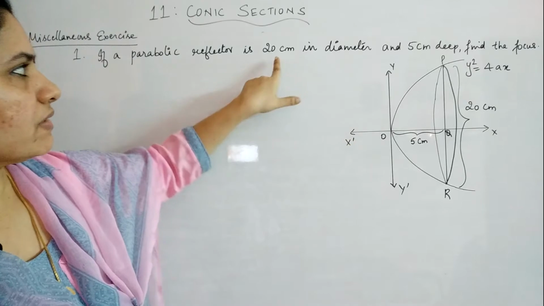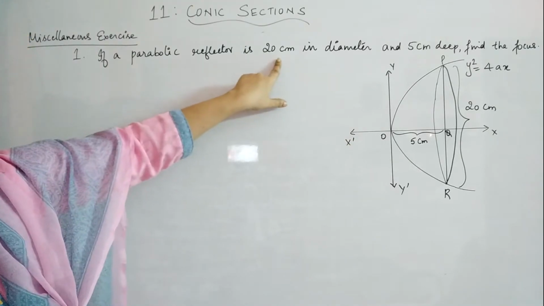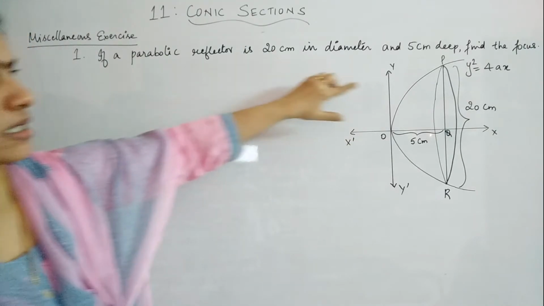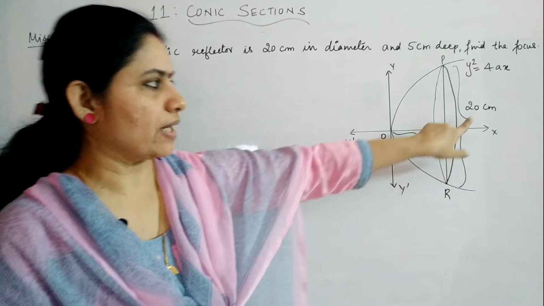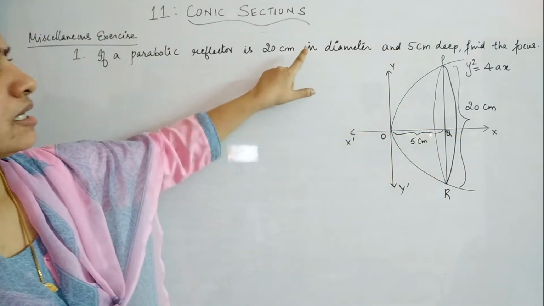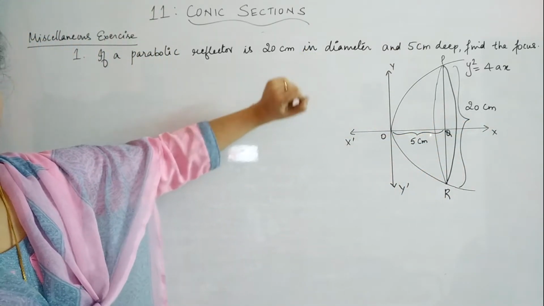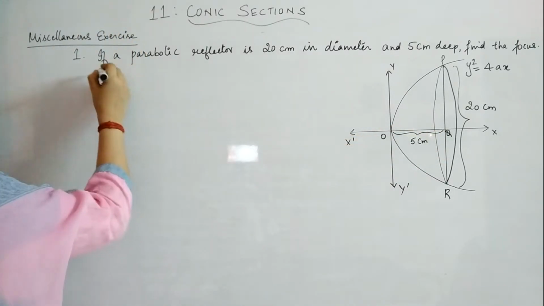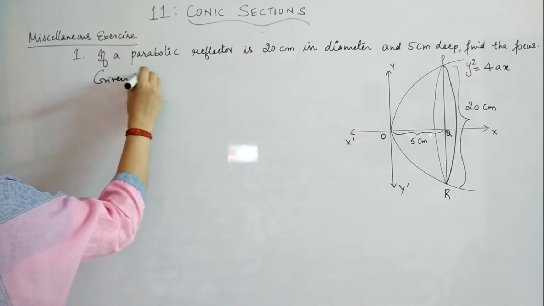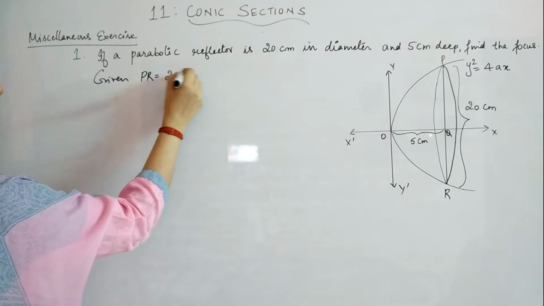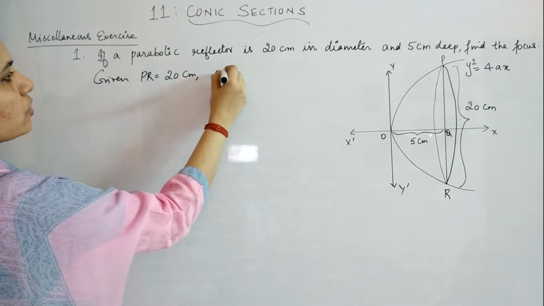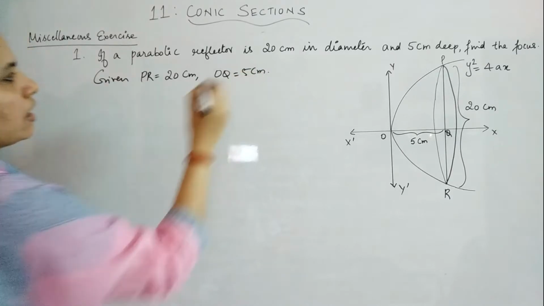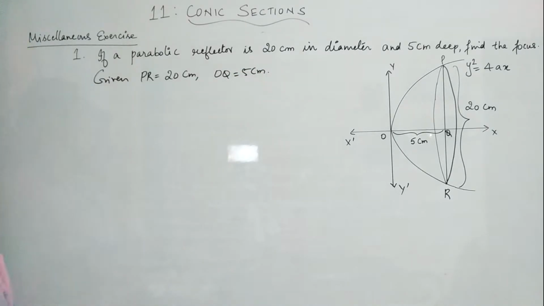Now what they have given in the question is its diameter is 20 centimeter. That means this length PR is 20 centimeter and it is 5 centimeter deep. That means OQ is 5 centimeter. Okay, given in the question is PR is equal to 20 centimeter and OQ is 5 centimeter. Now you want to find out the focus.